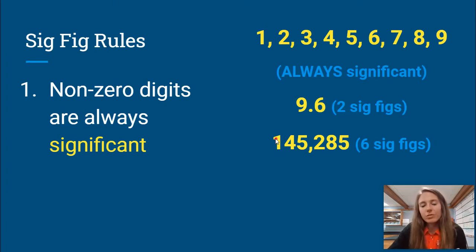The number 145,285: all of these digits are non-zero digits, so therefore each and every one of them is significant. So I would report this as having 1, 2, 3, 4, 5, 6 sig figs.